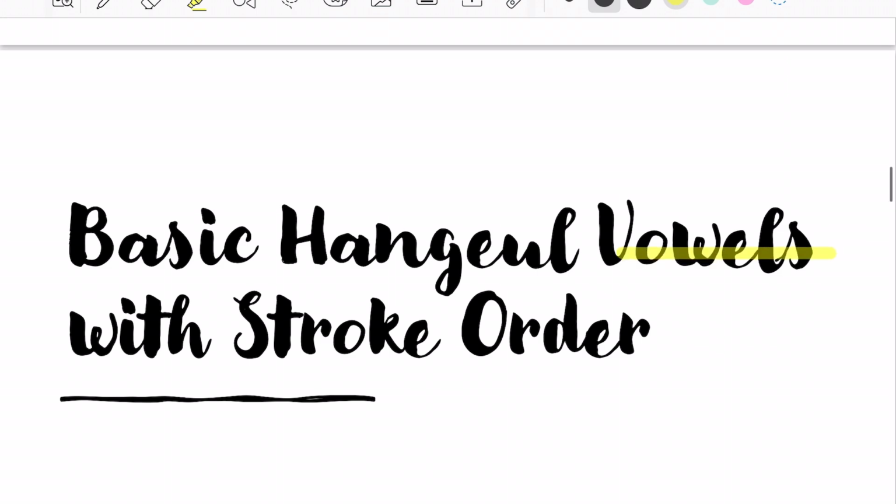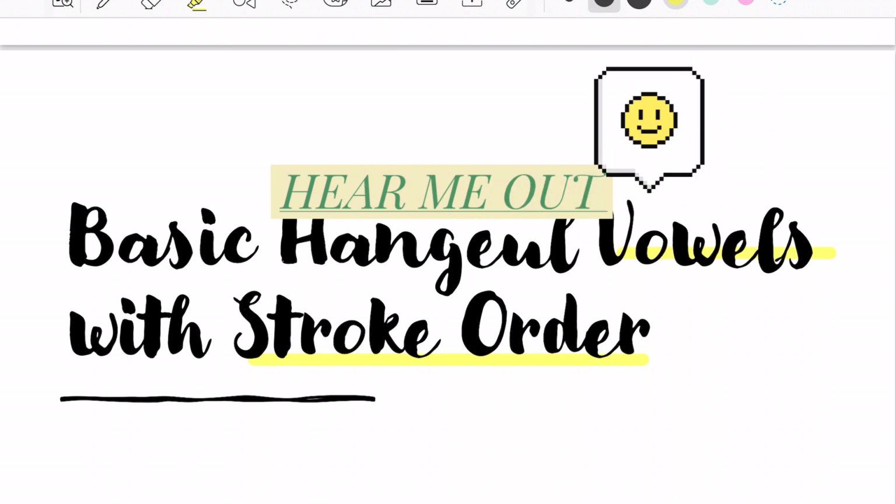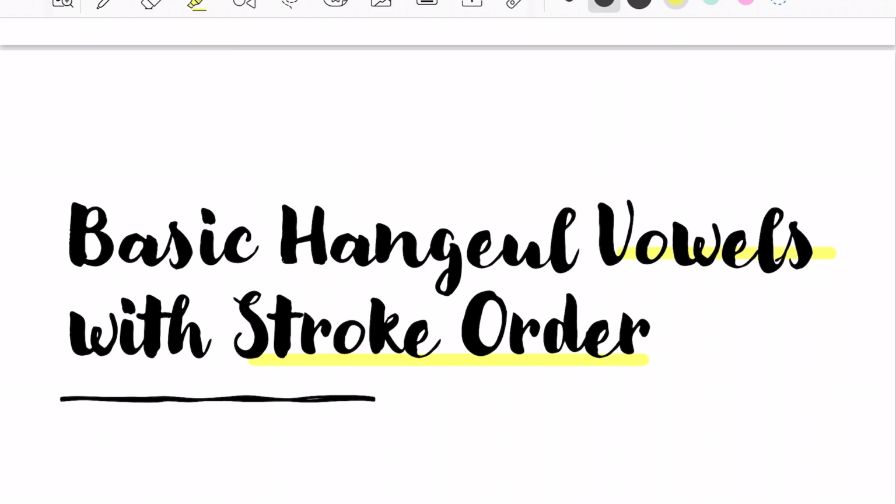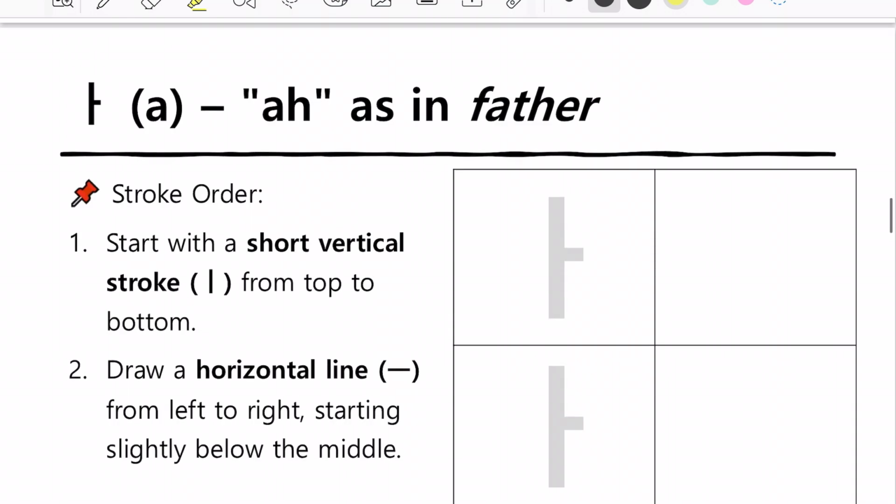So let's start with basic Hangeul vowels with stroke order. The reason I'm emphasizing stroke order here is because this is the only way to help you write Korean like Korean. If you fail to master the stroke order, your writing would probably look like drawing rather than writing letters. So, it could be your choice. If you want to write Korean more like drawing, fine, but then this is your learning process. So why don't we start trying to master this first?